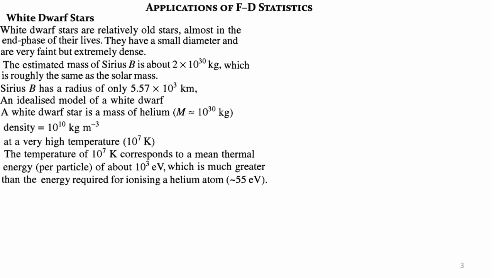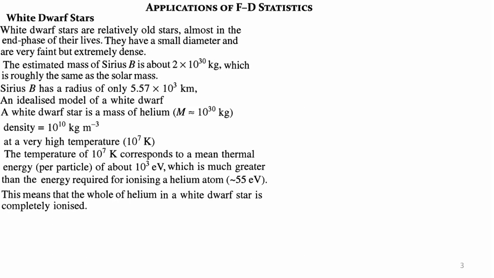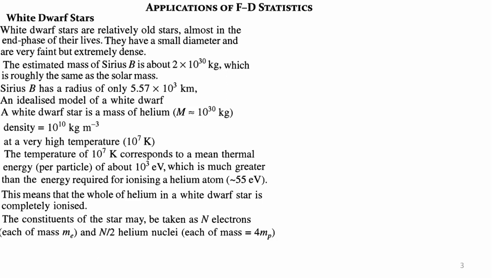It is like helium nuclei whose electrons have been ripped off because of their high kinetic energy, because of so many collisions they must be facing. Now, this means that whole helium in white dwarf is completely ionized. That's what we already discussed. Now, the constituents of such a star may be taken.